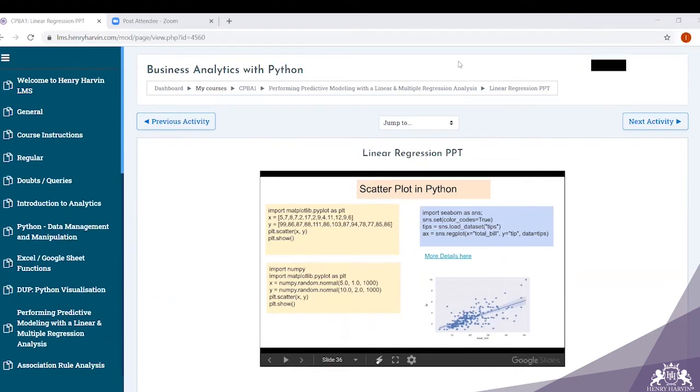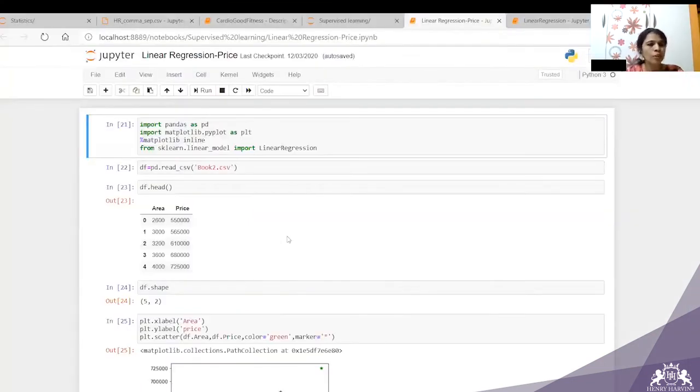Sorry, I think the screen is not visible. We are still on the... Yeah, I have not yet opened that. Okay, so the question I asked was: do you want to understand the codes also, or do you want to understand how the algorithm works?